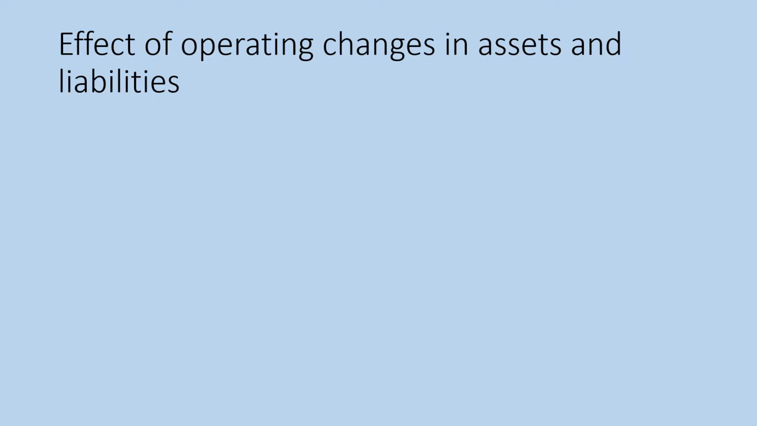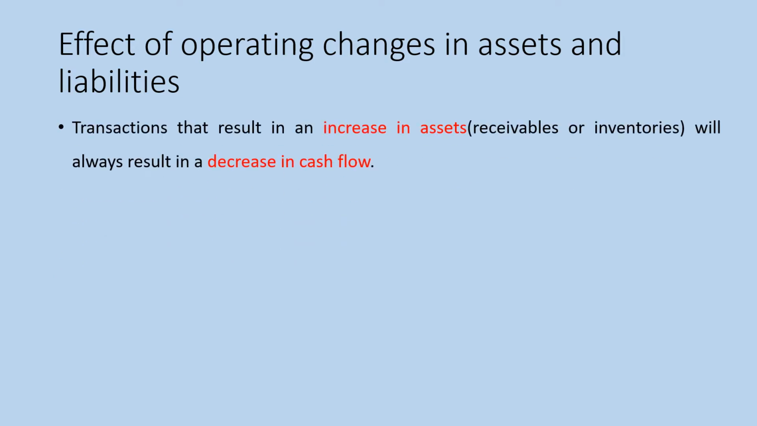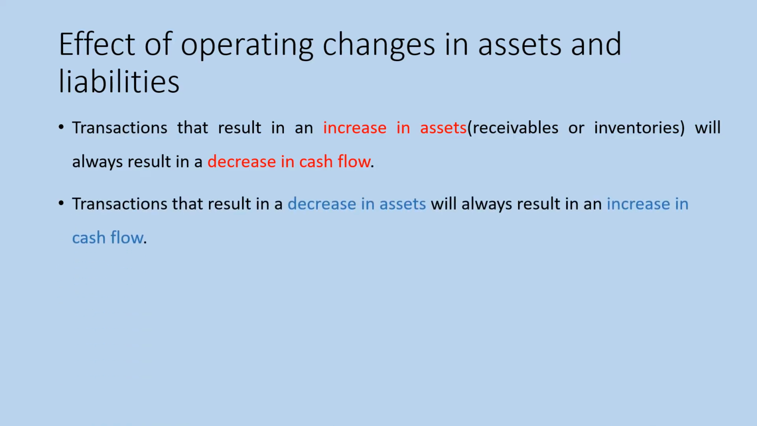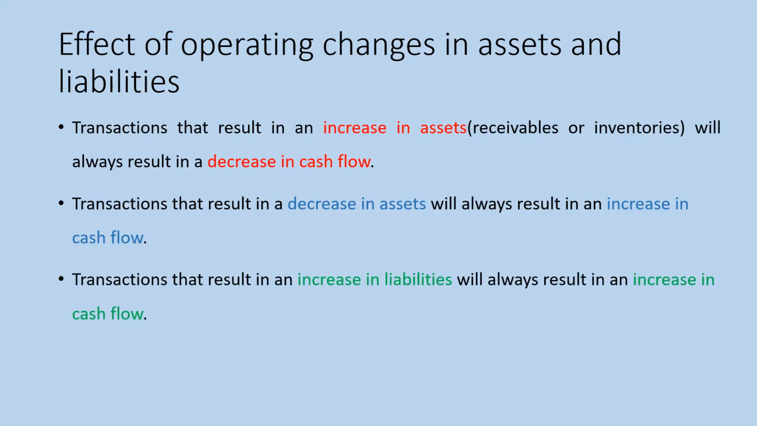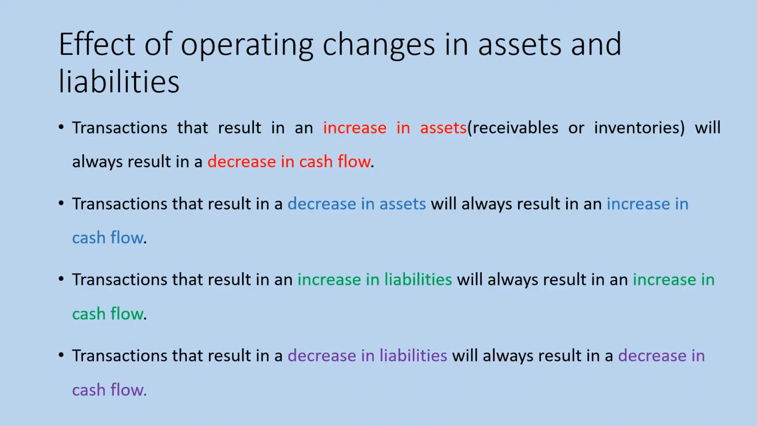Let's see what is the effect of operating changes in assets and liabilities. Transactions that result in an increase in assets will always result in a decrease in cash flow. And transactions that result in a decrease in assets will always result in an increase in cash flow. Transactions that result in an increase in liabilities will always result in an increase in cash flow. And transactions that result in a decrease in liabilities will always result in a decrease in cash flow.